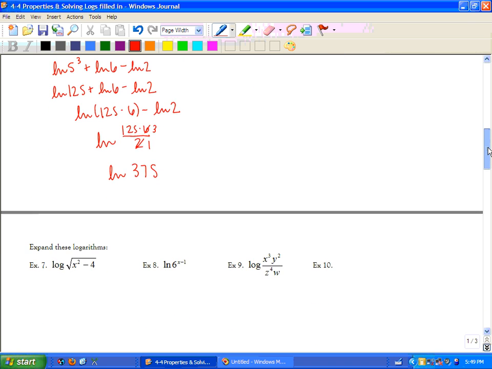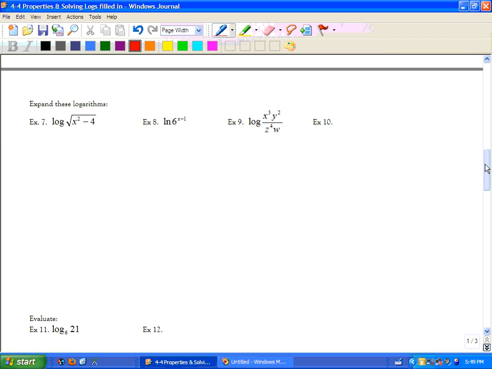For our next example, we're going to go backwards, and it says to expand these logarithms. So hopefully you remember that the square root is the same as the 1/2 power. And since we have a power, that gets kicked out in front. So you'd have 1/2 log of x squared minus 4. And even though there's a minus in here, you cannot turn that into division because it's only these quantities that are subtracted, not two logs that are subtracted. So this is as far as you can go on this problem.